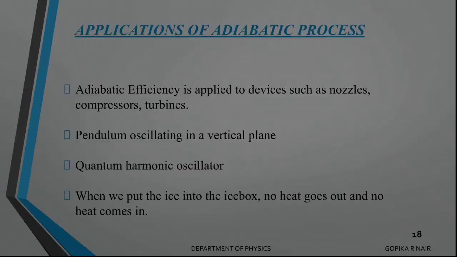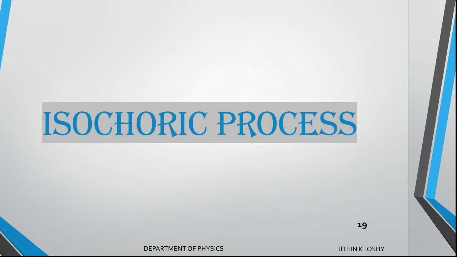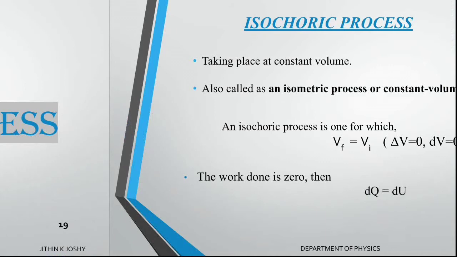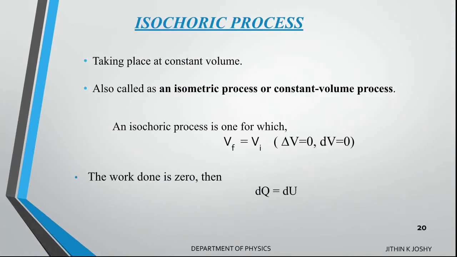So far we have discussed various thermodynamic processes such as the isobaric process and the adiabatic process. Now we are going to deal with the isochoric process. An isochoric process is a thermodynamic process taking place at constant volume. This process is also called an isometric process or constant volume process. In an isochoric process, the final volume and the initial volume are the same.